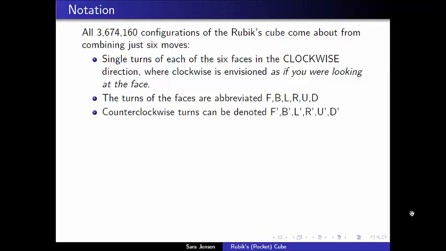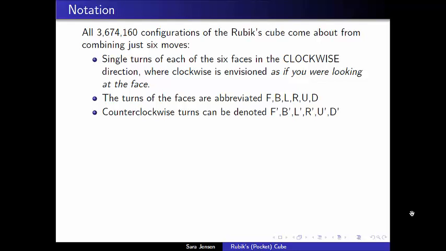Now it is true that we could talk about all motions on this pocket cube as clockwise turns of these faces or combinations thereof. However, it's sometimes convenient, instead of thinking about rotating a face 3 times clockwise, to think about rotating it once counterclockwise. And so we want to introduce that notation.